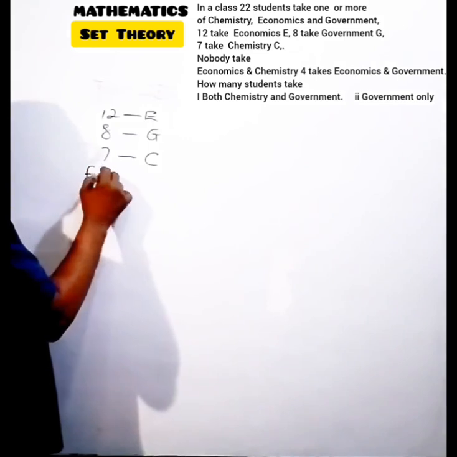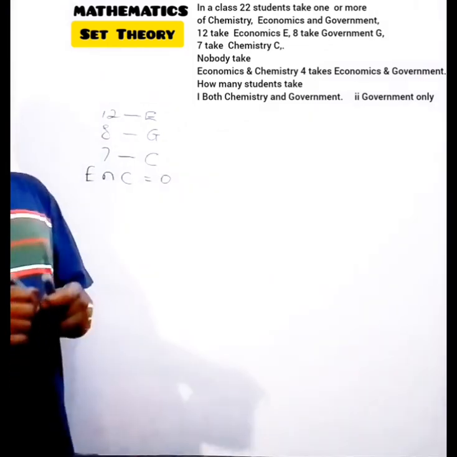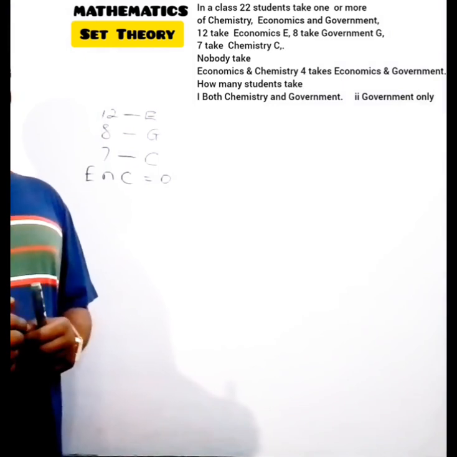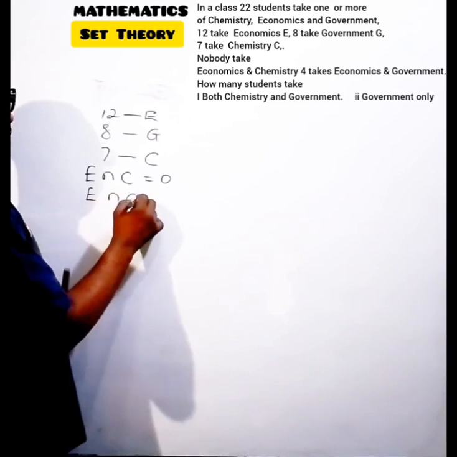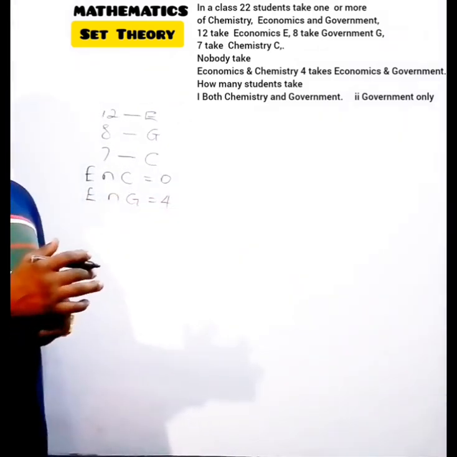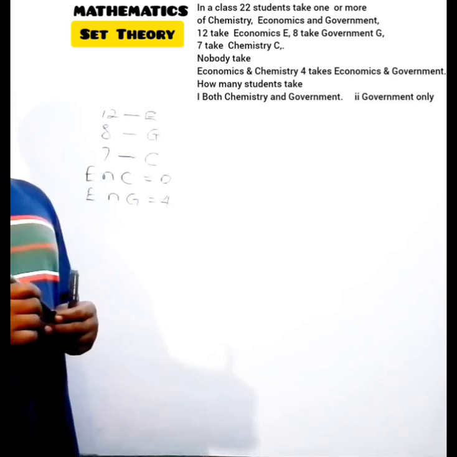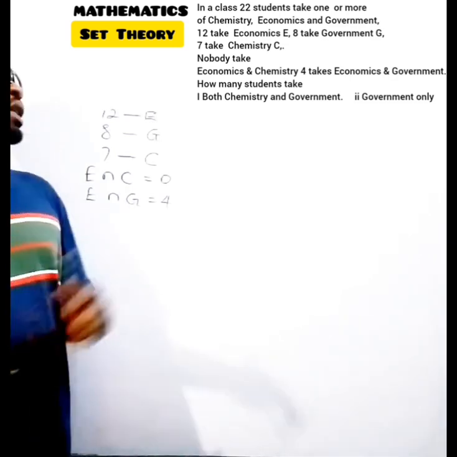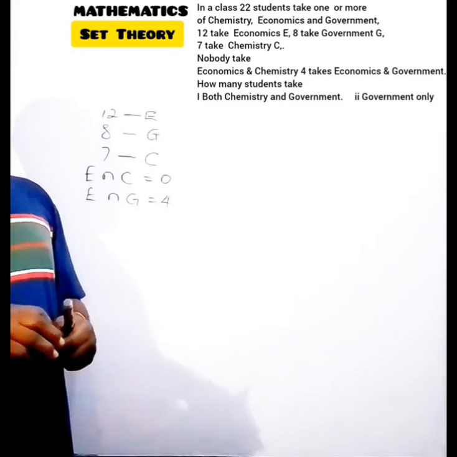So economics intersection chemistry is equal to 0. Then it goes further to say that 4 takes economics and government. Economics intersection government is equal to 4. Now the question says: how many students take both chemistry and government?